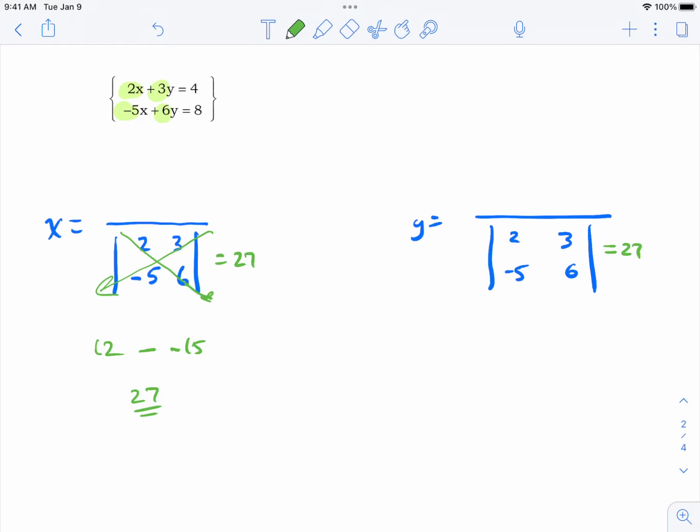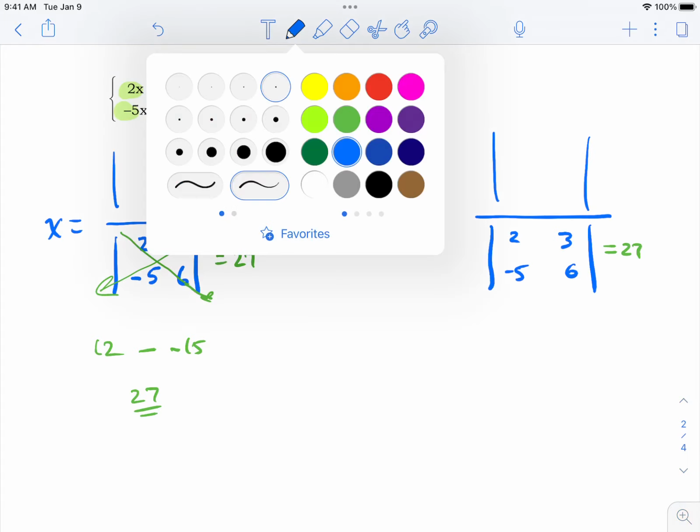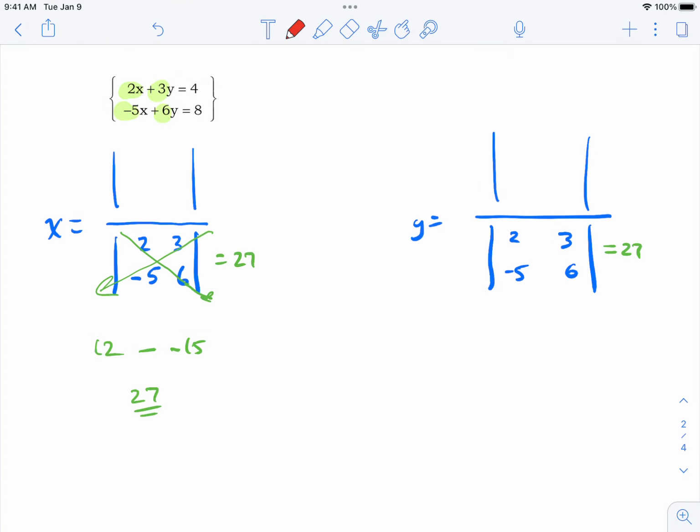Okay, back to our numerators. So we're going to make determinants up here as well. And this is the part where you get out the different color pen. I'll do the red, I guess. This is the part where you take those numbers, the 4 and the 8. When I'm solving for x, they go in the x column. When you're solving for y, they go in the y column. Okay, so that's what I did with those numbers.